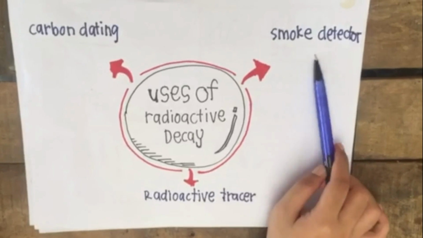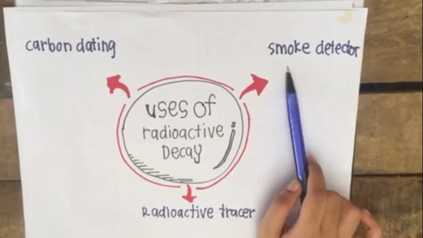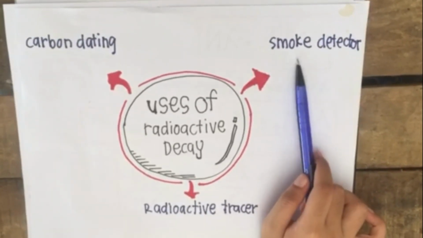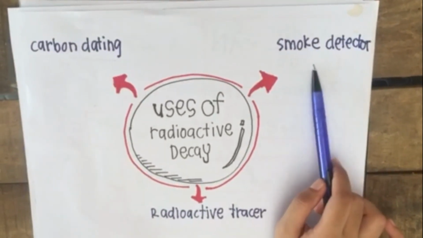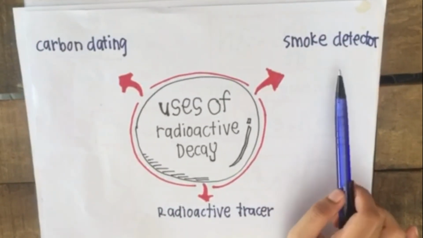When smoke enters the chamber, which contains alpha particles, the current will decrease, then the alarm will sound. So we know that there is smoke.